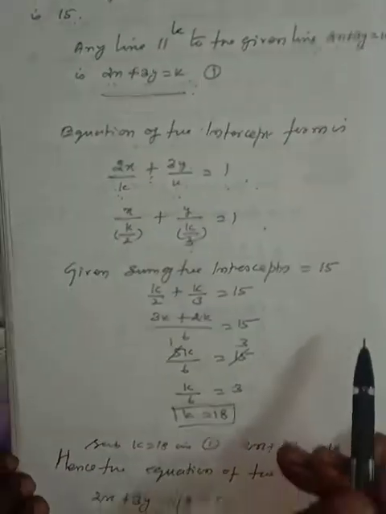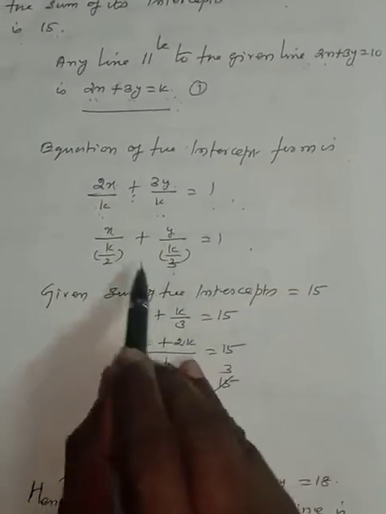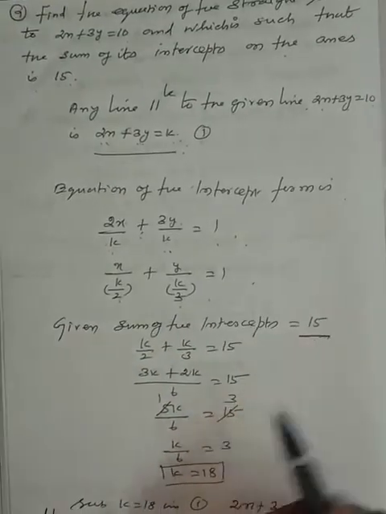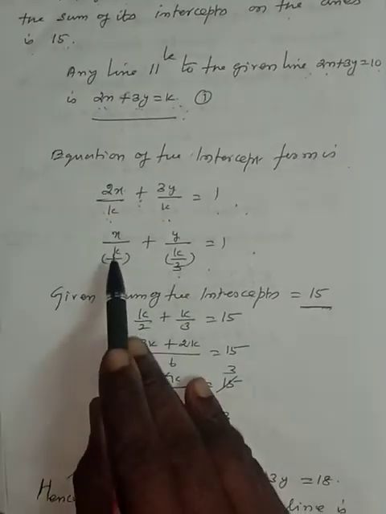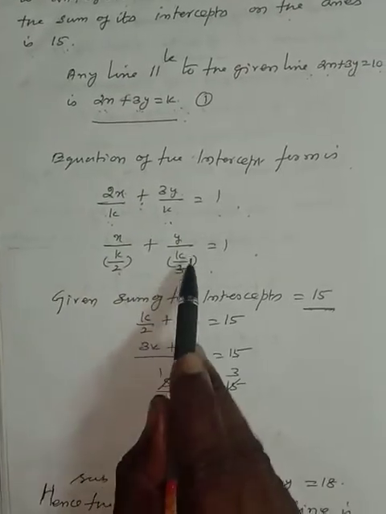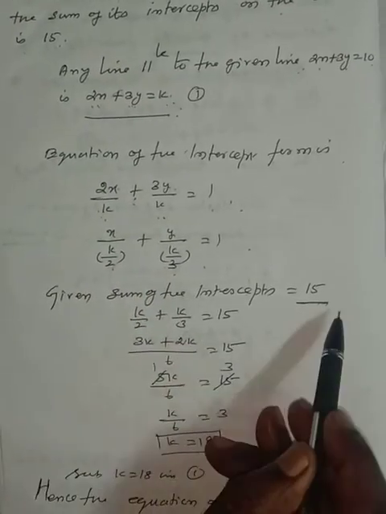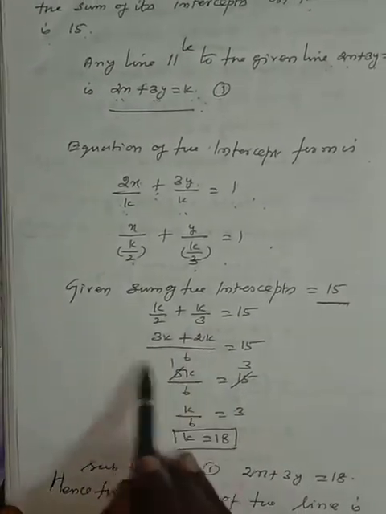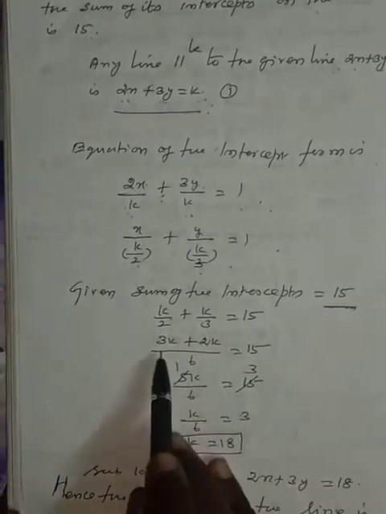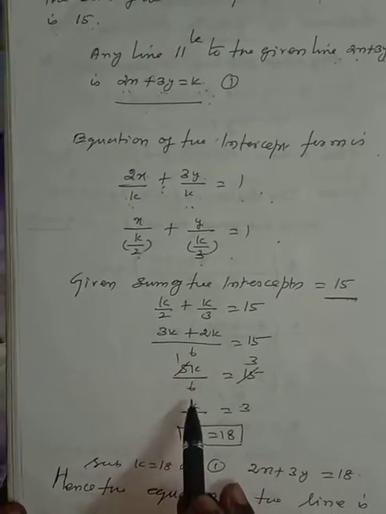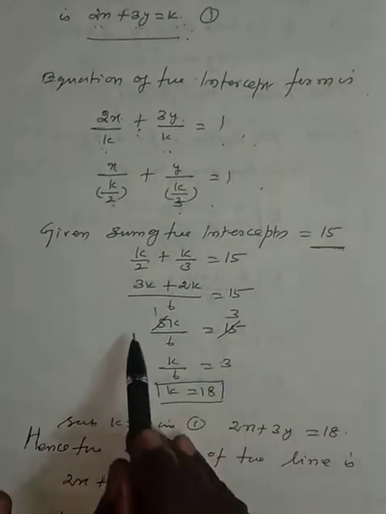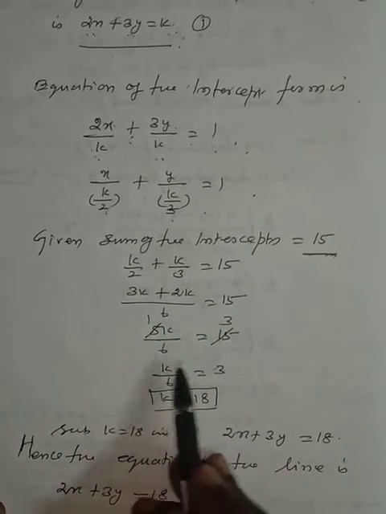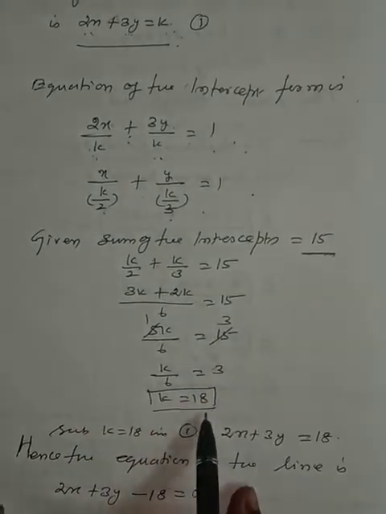Now the sum of the two intercepts, x intercept and y intercept, is given as 15. Therefore x intercept k by 2 plus y intercept k by 3 is equal to 15. Now cross multiplying we get (3k plus 2k) whole divided by 6 is equal to 15. 3k plus 2k is 5k, 5k divided by 6 is equal to 15. Cancelling, 5 ones are 5, 3 fives are 15. Cross multiplying we get k is equal to 18.